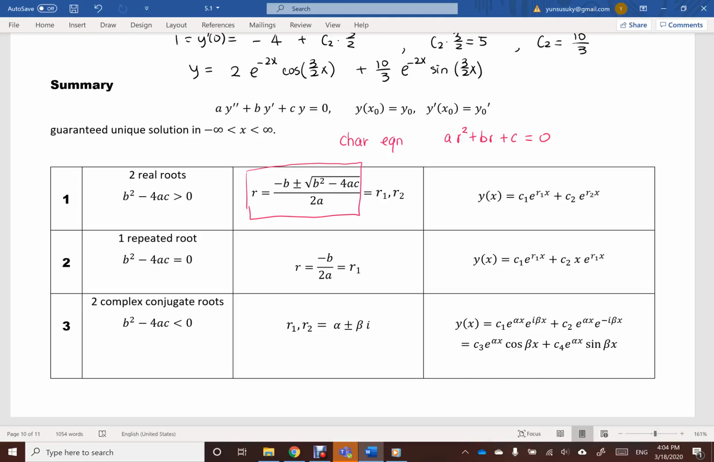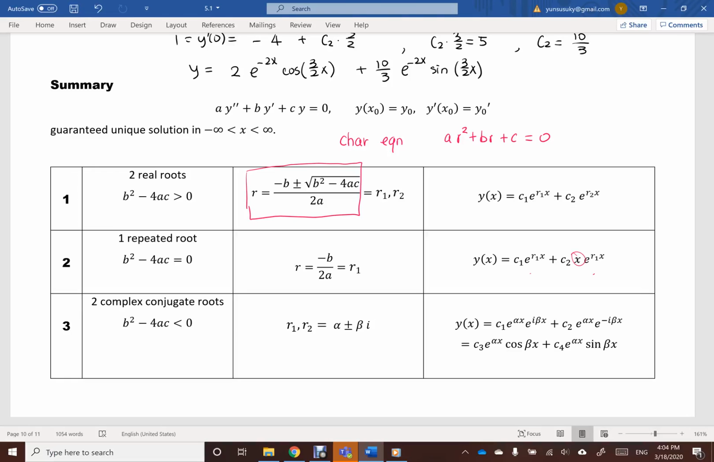Okay, the first case, the formula is just c1 e to the r1 x plus c2 e to the r2 x. The second case, we're gonna have still, because you see this root is the same as this root, c1 e to the r1 x, but for the second root, you don't do the same thing. You cannot just put e to the r1 x here. You have an extra x in front of it to make them different and linearly independent. And then the third case, we have 2 complex conjugate roots.